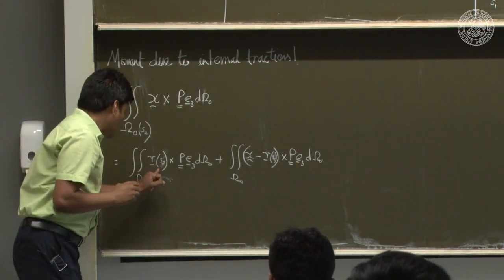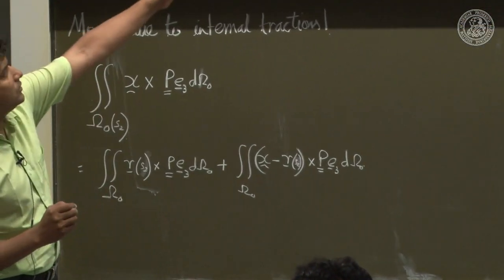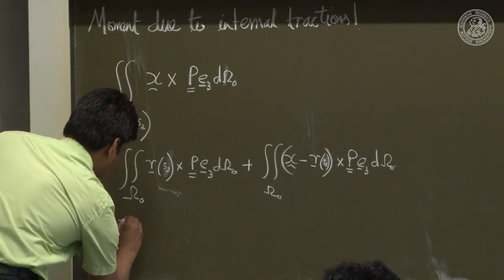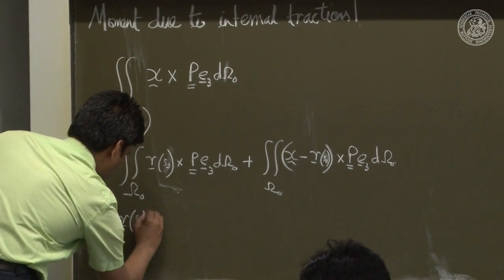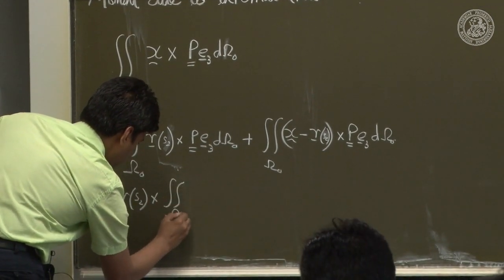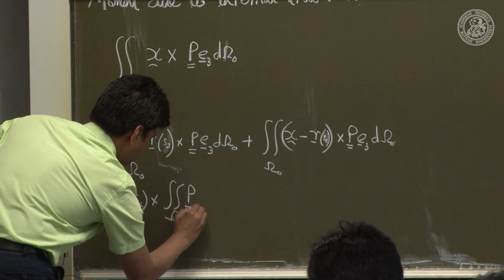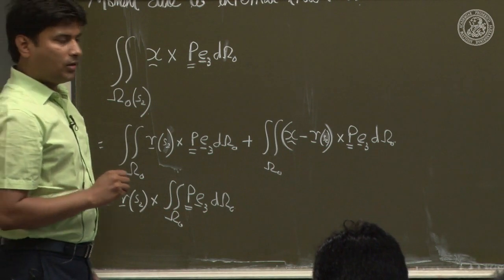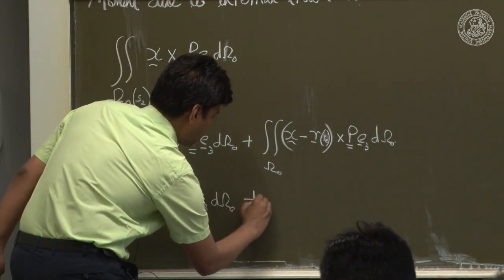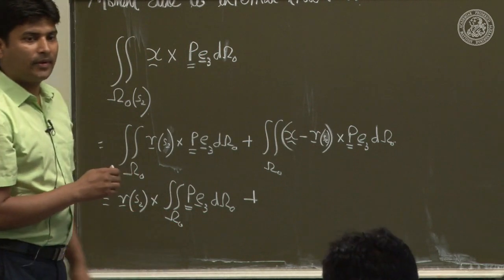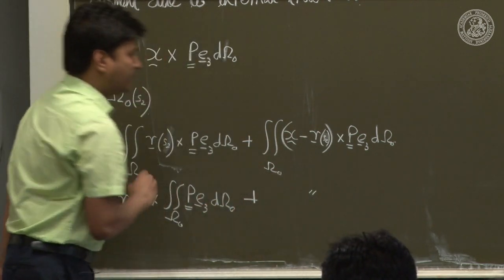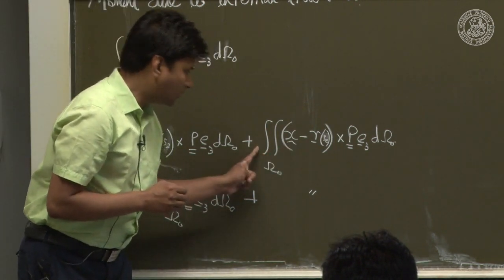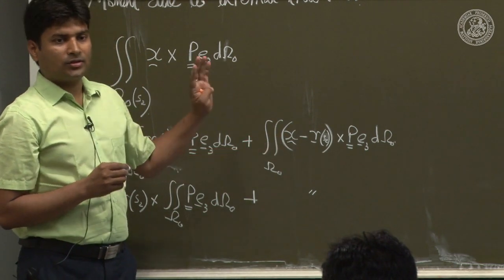Right. So, this acts like a constant and it comes out of the integration just as it happened on the top, and this becomes r of S2 cross p E3 d omega naught plus this term. You see, I cannot take the little x out of the integral because it is varying in the cross section.